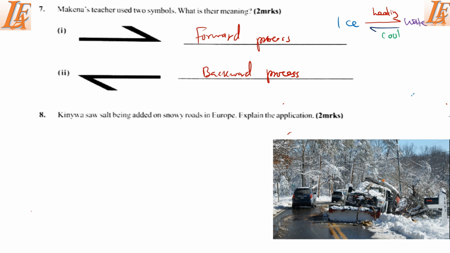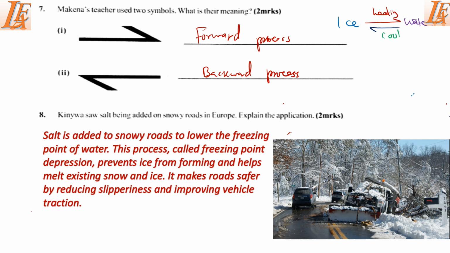Now, why is salt added? Remember when you discussed in grade 7 about impurities, you said impurities lower the freezing point of substances. So in this case, when salt is added, it lowers the freezing point of water. This process is called freezing point depression. Now this one prevents ice from forming at 0 degrees Celsius, and it helps in melting the existing snow, which is ice, into a liquid state. And this one now clears roads for easier navigation.